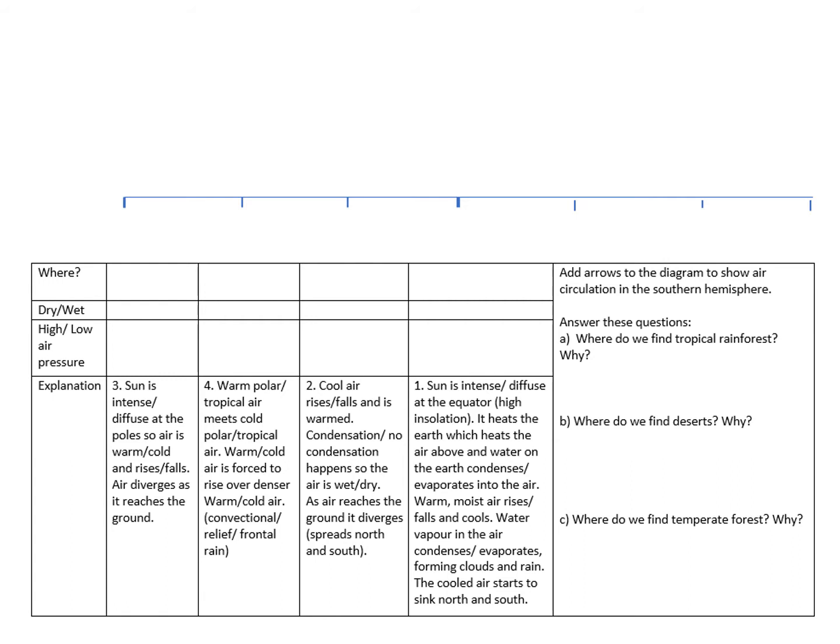So let's have a look at what causes these bands of rain and clear skies around the globe. First of all, draw a line in the centre of the page, mark on the equator 0 degrees, then mark on 30 degrees north over the Sahara Desert, 60 degrees north over the UK, and 90 degrees north over the North Pole. Now, at the equator, the sun shines really intensely, so the sun heats the ground and then the ground heats the air above it.